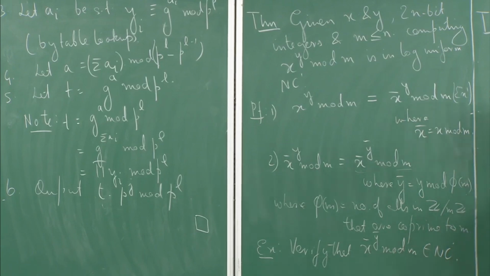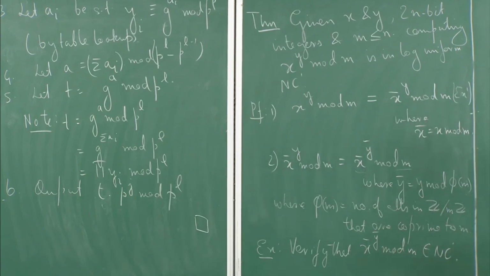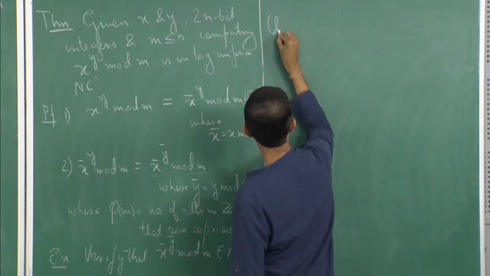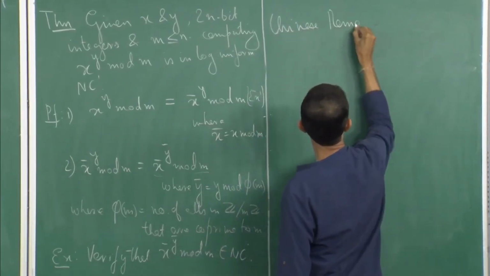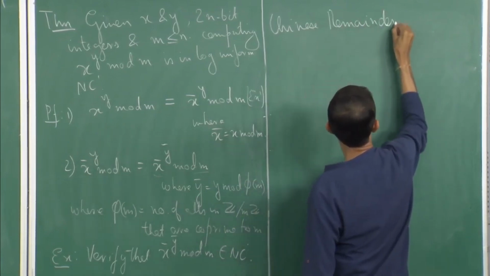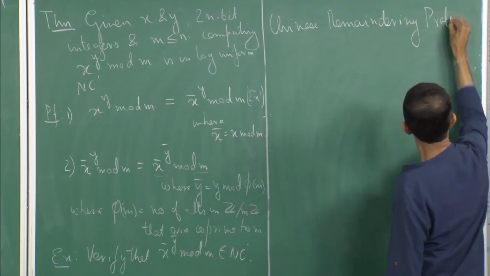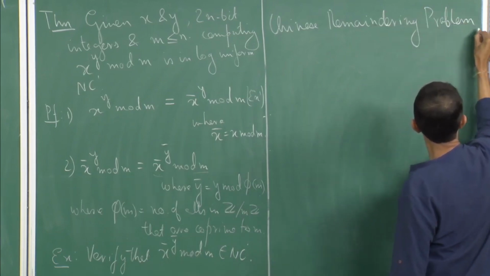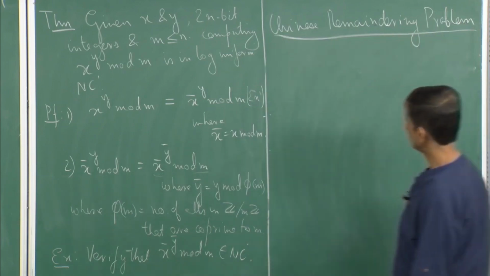Okay, so now, before I give the definition, I have to state the problem. Just call it the Chinese remaindering problem. Okay. So what is the problem?